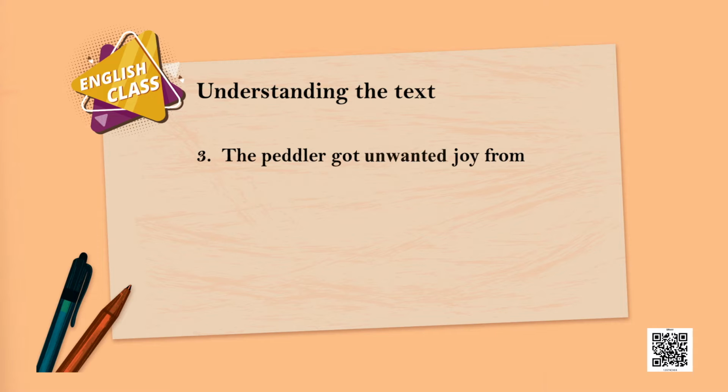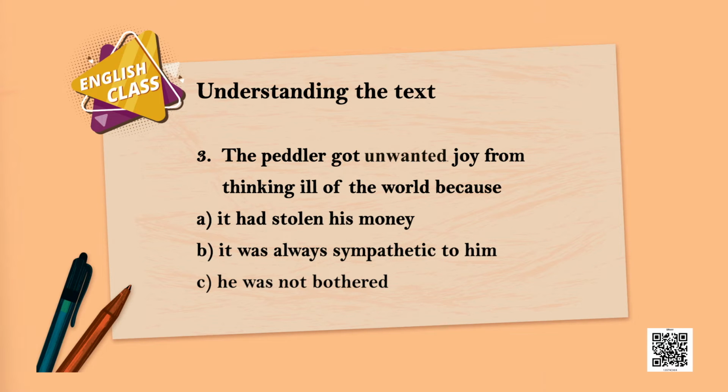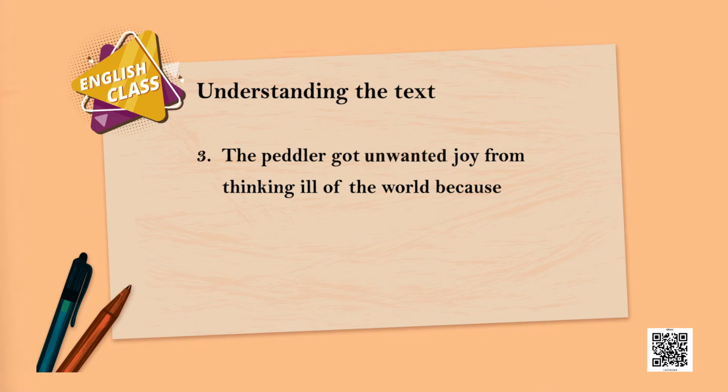Now look at the third statement. It says, the peddler got unwanted joy from thinking ill of the world because A. it had stolen his money, B. it was always sympathetic to him, C. he was not bothered, or D. it had never been kind to him. Yes, you got it right. The answer is the world had never been kind to him.